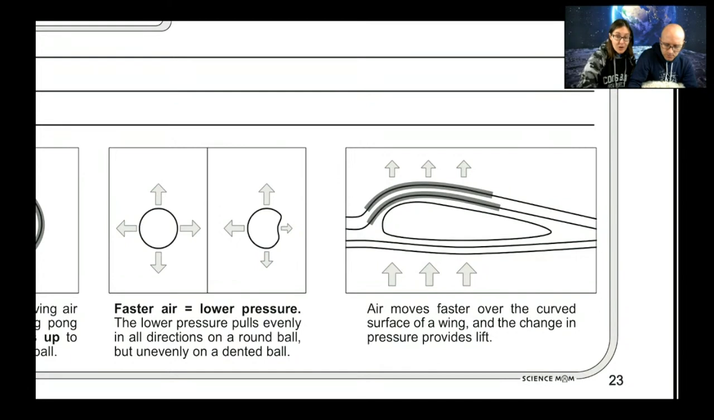But there's pressure around the wing all the time just from the atmosphere. There's always pressure around everything from the atmosphere. So since this air pressure drops, this air pressure is still the same, and it pushes the airplane up.